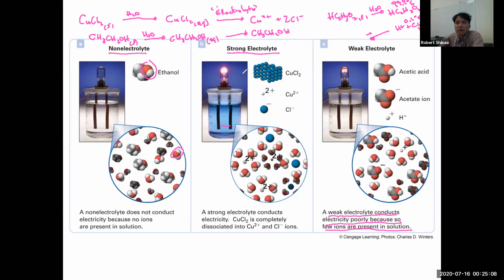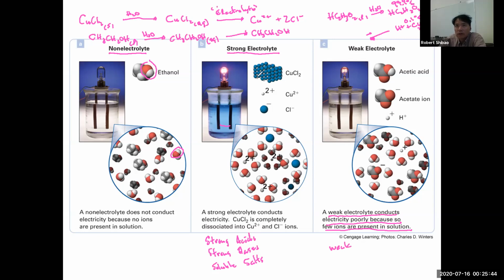Now, how do we recognize strong electrolytes? Sorry I didn't put these slides up earlier. Strong electrolytes are strong acids, strong bases, and soluble salts. These are strong electrolytes. Weak electrolytes consist of weak acids, like acetic acid, which is what we call a weak acid.